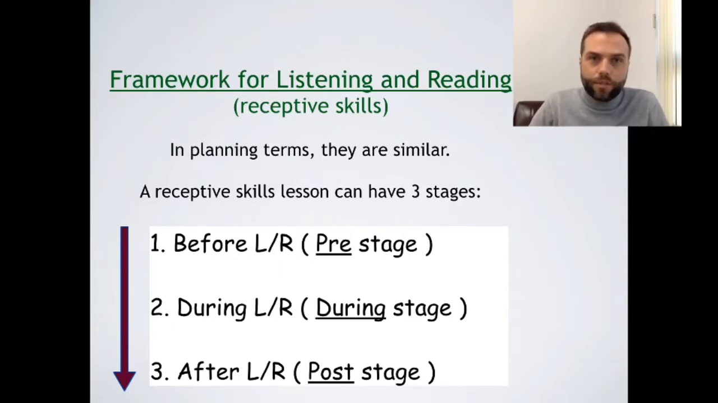So these are receptive skills, and in planning terms, they are similar. When you're teaching listening comprehension or reading comprehension, the planning for these two different skills is very, very similar because they are similar kinds of skills. So a receptive skills lesson can have these three stages. We can think about the before stage, before listening and reading. This is called the pre-stage. We can think about during listening and reading. This is the during stage. And number three, after listening and reading. This is called the post-stage.